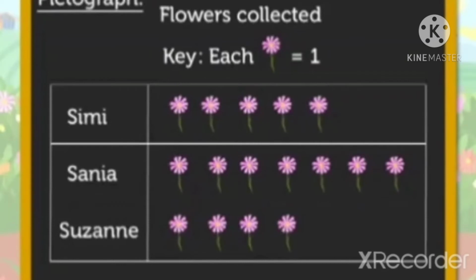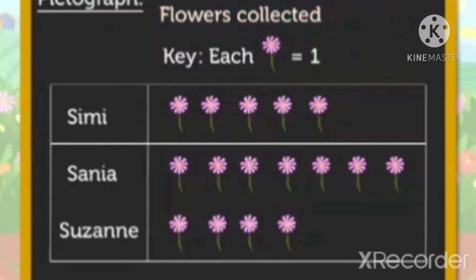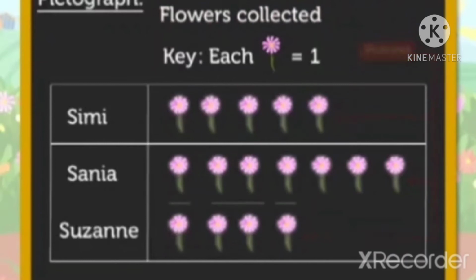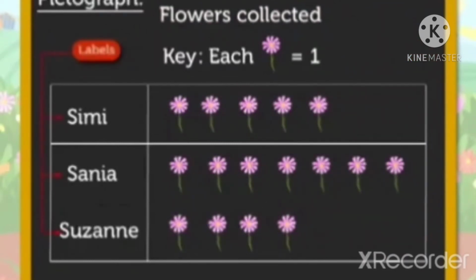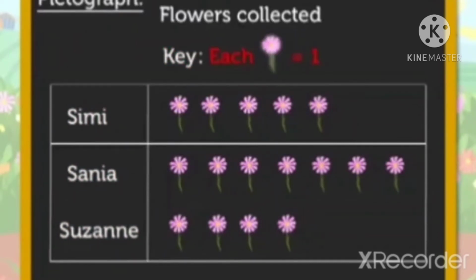We should be able to collect information from a pictograph by reading it. Every pictograph has 1. A title which tells us what the pictograph is about. 2. Pictures which tell us the given number of objects. 3. Labels which tell us what kind of data is shown. 4. The key which tells us the number each picture is equal to.